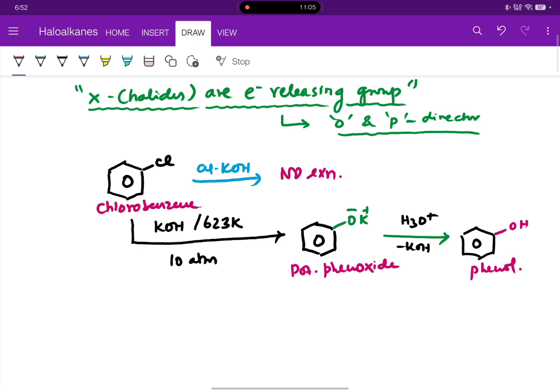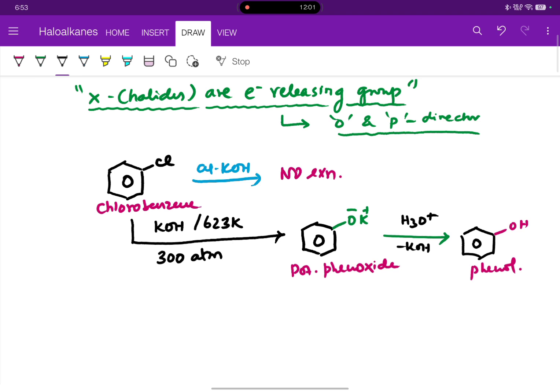Now the question is, I'll write one more point. Instead of 10 atmospheres, it can also be 300 atmospheric pressure, depending on the conditions. The latest conditions may be with a lesser atmospheric pressure, but the original condition was 300 atmospheric pressure. To bring this condition itself is very difficult. So we can very clearly say that when chlorobenzene is treated with KOH at 623 Kelvin and 300 atmospheric pressure, the C-Cl bond is replaced in chlorobenzene.